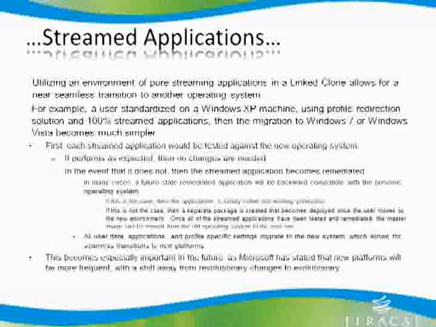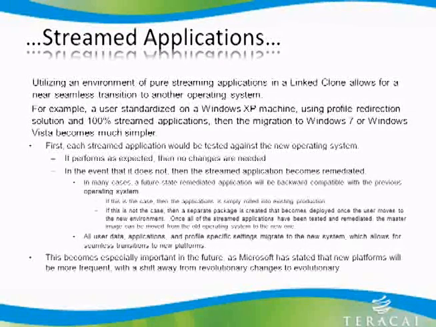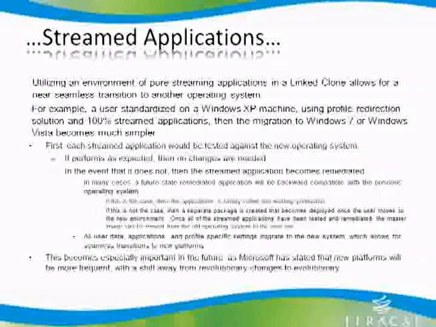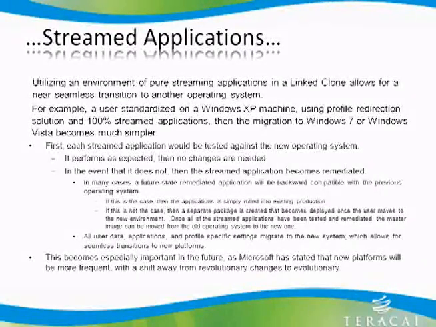Here's the process of how we go about doing this. First, each streamed application would be tested against the new OS. If it performs as expected, you're done. You don't need to do anything else. In the event that it doesn't, then the streamed application becomes remediated or fixed. In many cases, a future state remediated application will be backward compatible with the previous OS. If this is the case, then the application is simply rolled into existing production. If this is not the case, then a separate package is created that becomes deployed once the user moves to the new environment. Once all the streamed applications have been tested and remediated, the master image can be moved from the old OS to the new one.